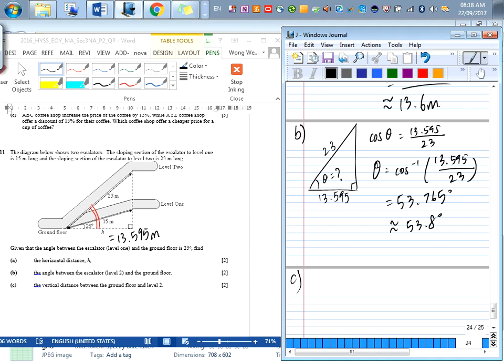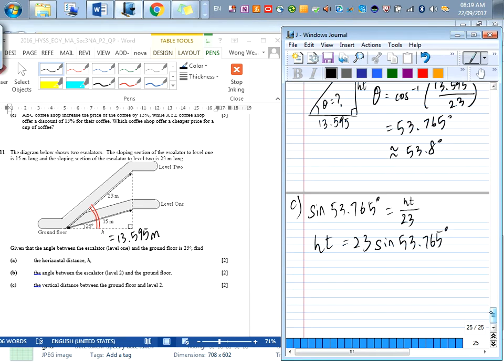So let me just show you with sine. Sine of the angle 53.765 degrees equals opposite, which is the height. Let's just call this HT. That's what we want to find out. Opposite over hypotenuse, 23. So the height will be equal to 23 sine 53.765 degrees. And we get 18.551. Round it off to 18.6 meters.